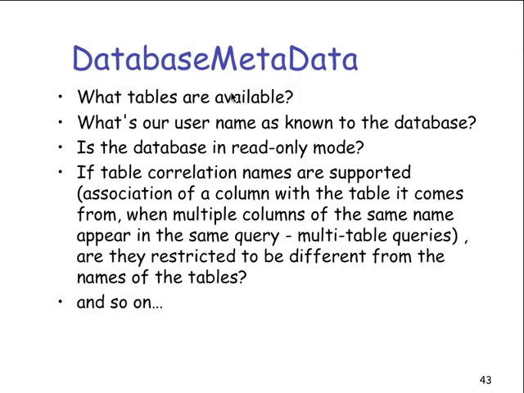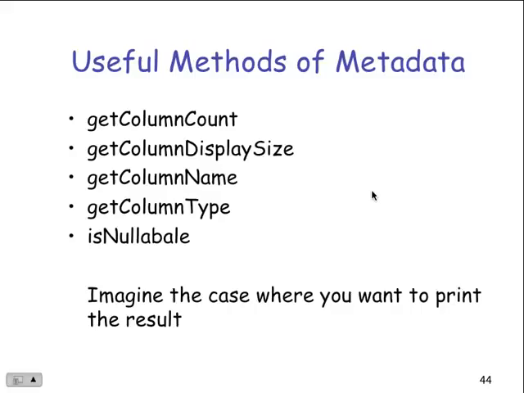What's the username as known in the database? Is the database in read-only mode? Are table correlation names supported? All the different information. I'm not going to read you all the little statements there, but it's just some of the information you can get out of that. Useful methods of the metadata: we can get column count, get column display size, get column name, get column type.